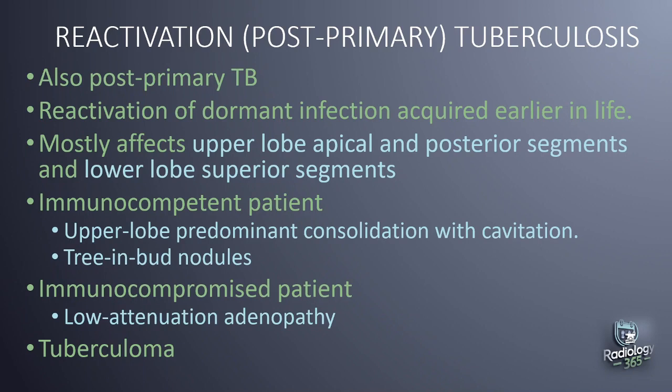Then there is such a thing as a tuberculoma, which is a well-defined rounded opacity consisting of an encapsulating fibrous wall with central caseation. It's usually also seen in the upper lobes. All these are features of post-primary tuberculosis or reactivation tuberculosis.